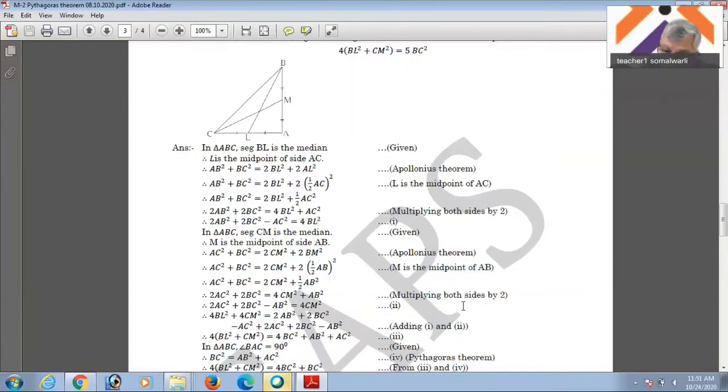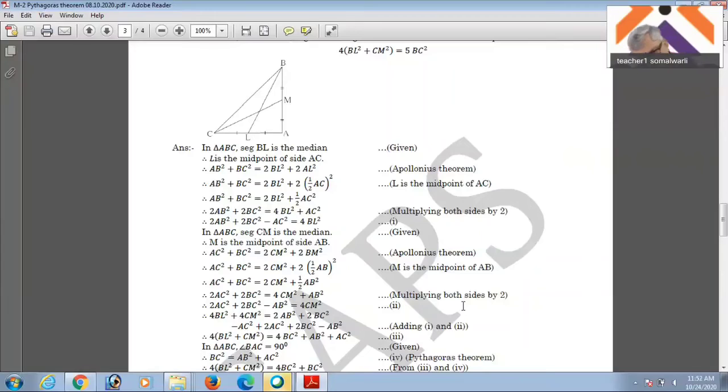As we have applied the Apollonius principle with BL as a median, now we will apply the Apollonius principle to the same triangle by using CM as a median. Now M is the midpoint of side AB, and using the Apollonius principle, AC square plus BC square is equal to 2CM square plus 2BM square. Once again, BM can be written as half of AB. Same thing we are applying. So AC square plus BC square is equal to 2CM square plus 2 times (1 by 2 AB) whole square, which means 1 by 4 AB square, and the 4 will be cancelled with that 2 and will give you half of AB square.